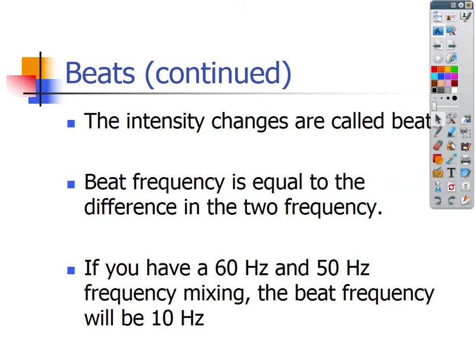So the beat frequency itself, the calculation for it, is very simple. It's just the difference between the two frequencies. In my example down at the bottom here, if I have a 60 hertz and a 50 hertz wave, the beat frequency would be 10 hertz. What that means is I'm going to hear 10 beats per second. It's basically going to be this 10 times in 1 second.